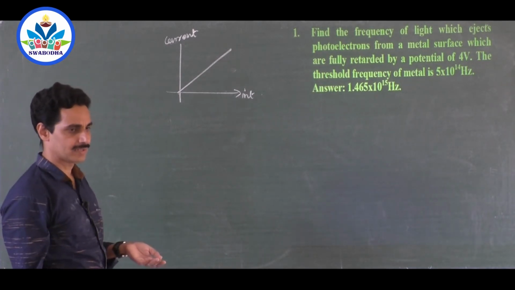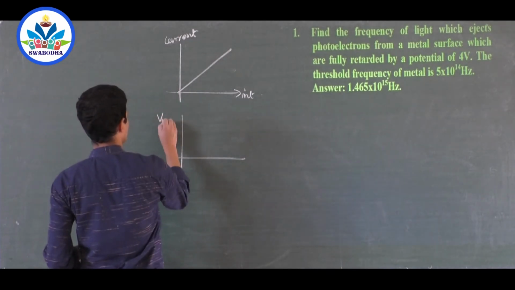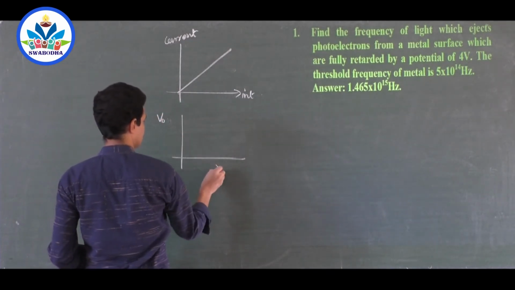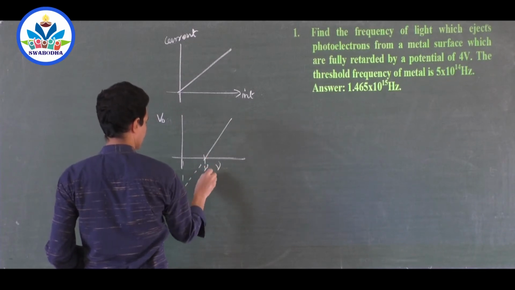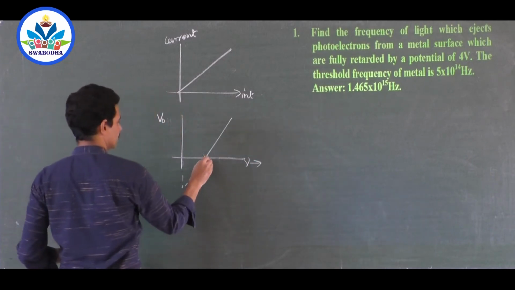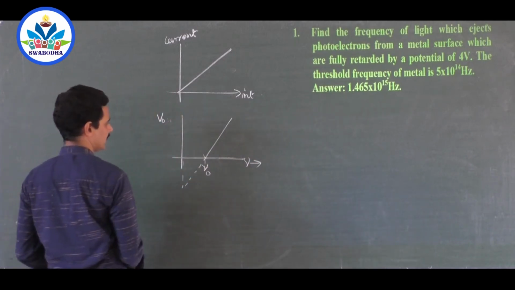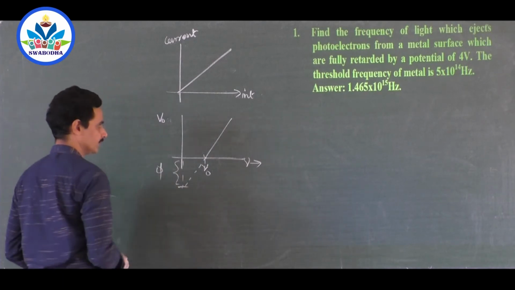Kinetic energy versus threshold frequency, or stopping potential versus frequency, like this, right? This is threshold frequency, this is frequency here, this is threshold, and here is the stopping potential, right? And this is negative stopping potential, that means this is work function.